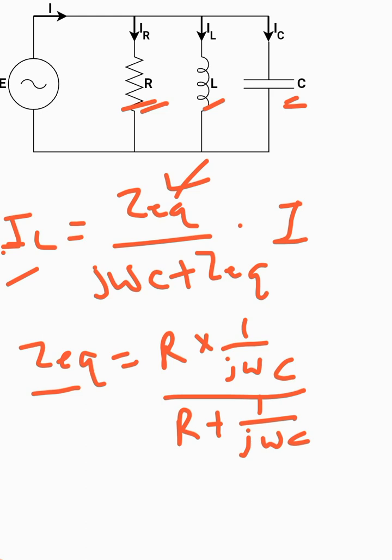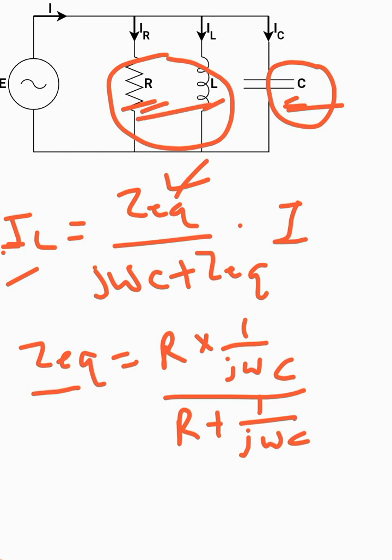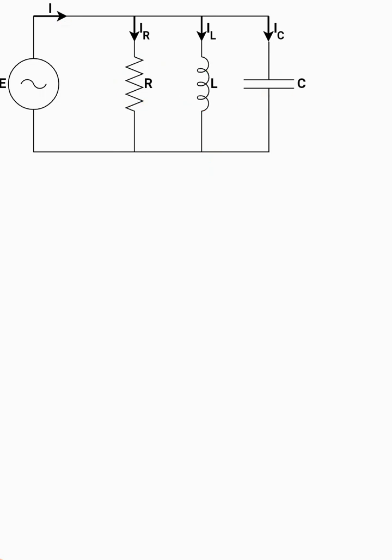To get the value of IL. Similarly, you can calculate the value of IC by first taking the Z equivalent of R and L, putting that in the numerator, and in the denominator you will have the capacitive reactance plus the Z equivalent of R and L in parallel, and multiply the total value with the total current I. So this is how you can determine various currents in the circuit.